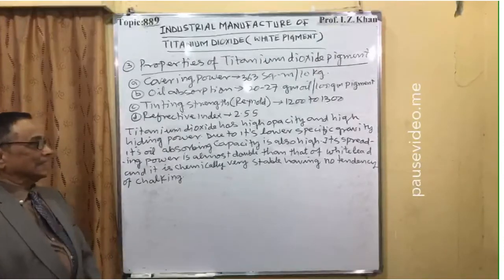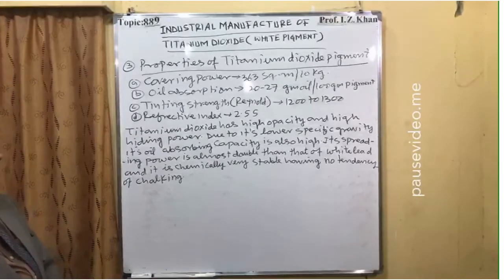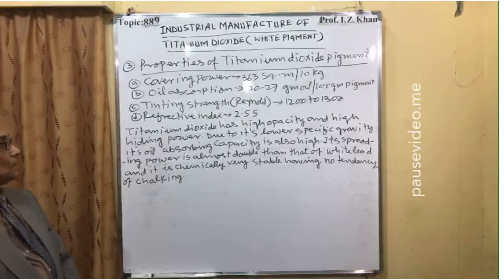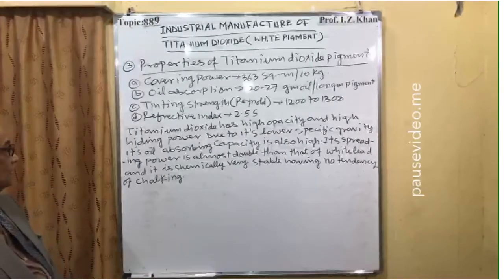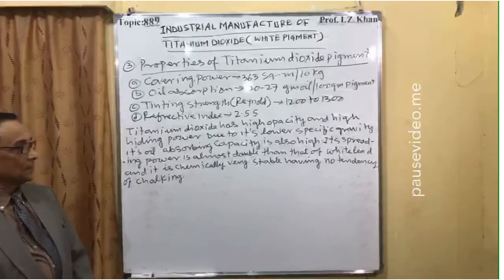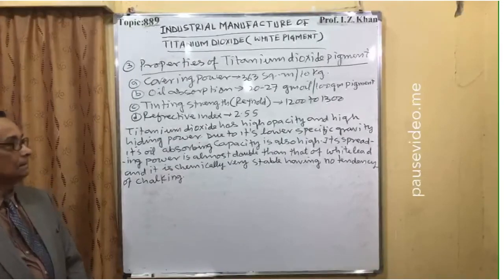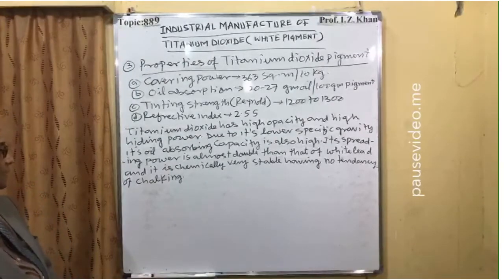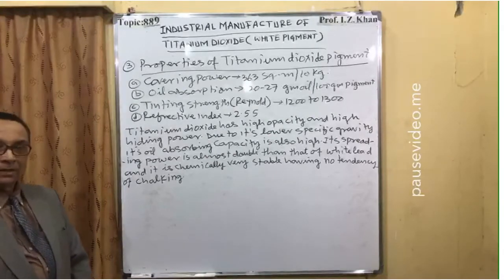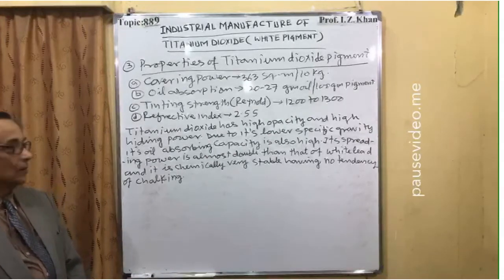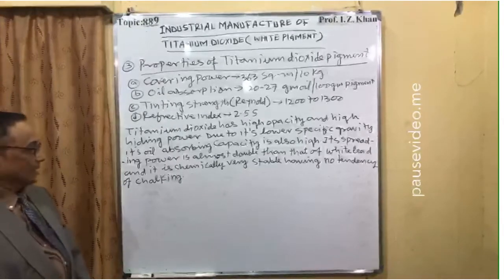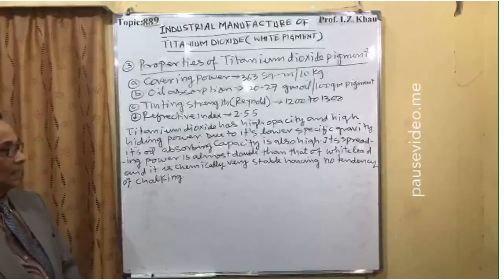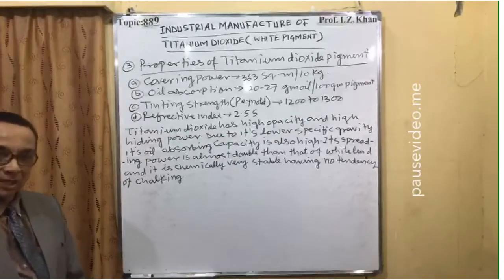Titanium dioxide has high opacity and high hiding power. Due to its lower specific gravity, its ion absorbing capacity is also high. Its spreading power is almost double that of white lead, and it is chemically very stable, having no tendency of chalking.